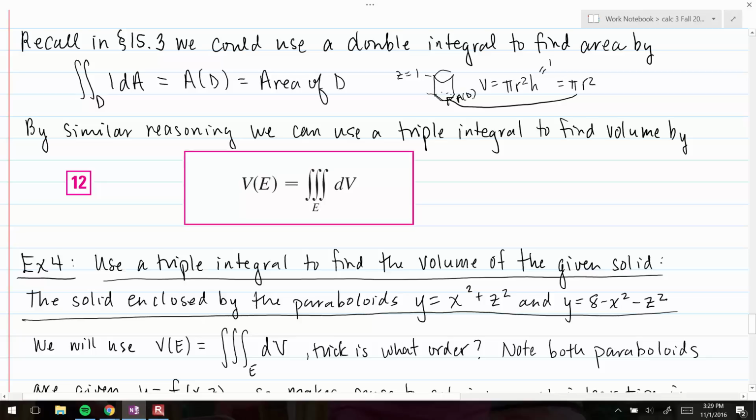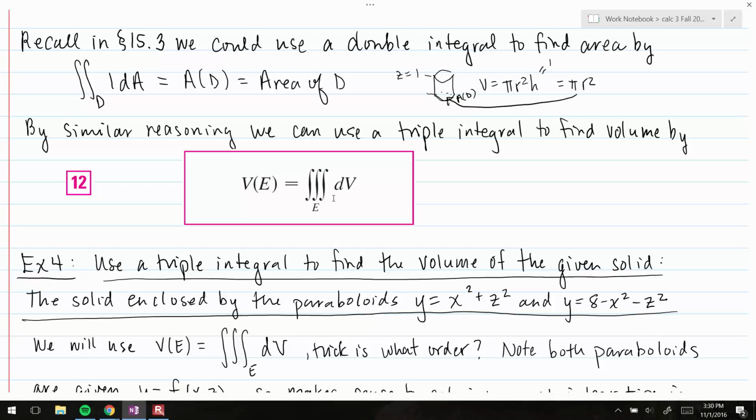That was just a cool little trick that we could use a double integral to figure out area. It's a volume, but with that z equals 1, we can also think of the answer as the area of the domain, D. We're going to use that same concept, but bring it up a dimension. We're going to find the volume of our domain space, E, a solid in 3D, by just taking the triple integral over it of 1. And that's it. So we can use a triple integral to find volume.